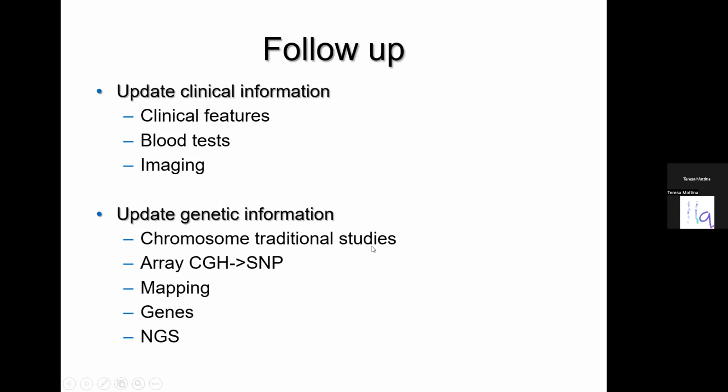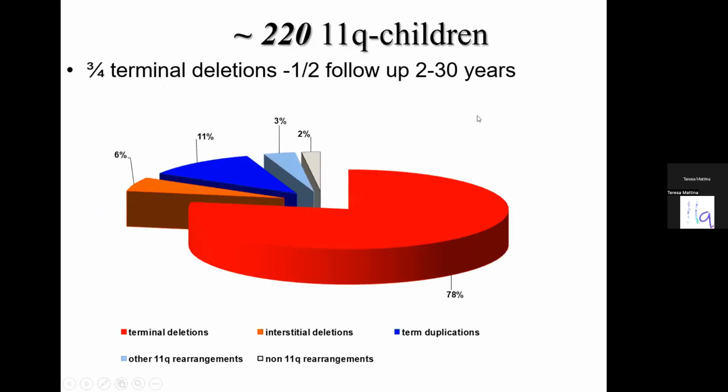If we have traditional chromosome studies, you go to the next. If you have array CGH, you go to chromosomes. These are the children I have seen. The number is almost 80% are pure deleted.